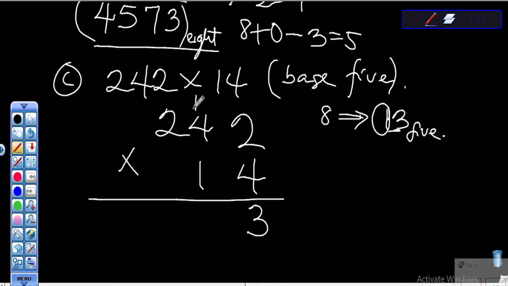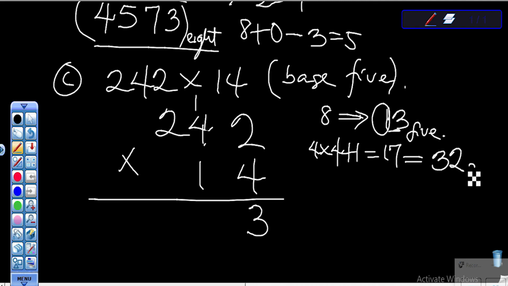So I will still say 4 times the next figure, which is 4. 4 times 4 plus 1. This will give me 17. 17 in base 5 will give me 32. How many 5s will I see in 17? That's 3. Remainder 2. So I will write 2 here, then carry over 3.